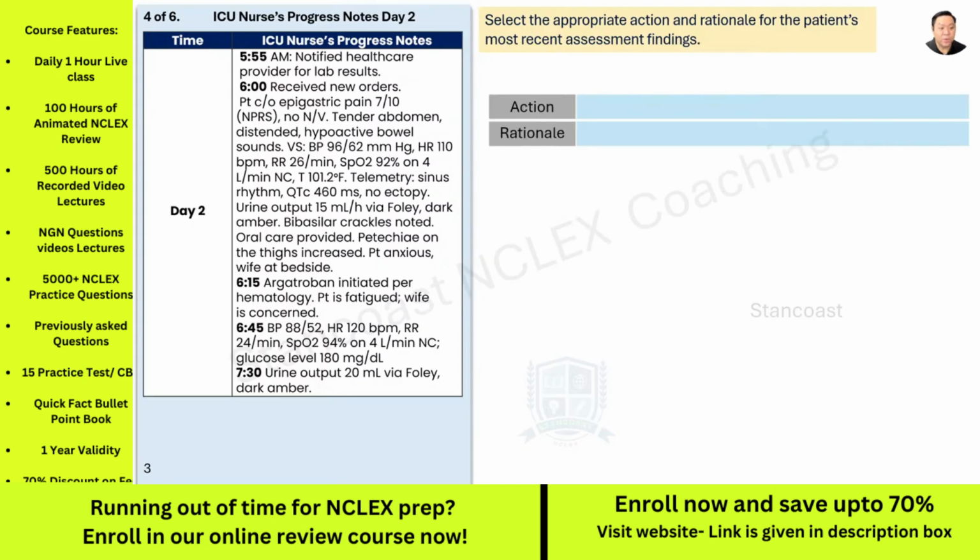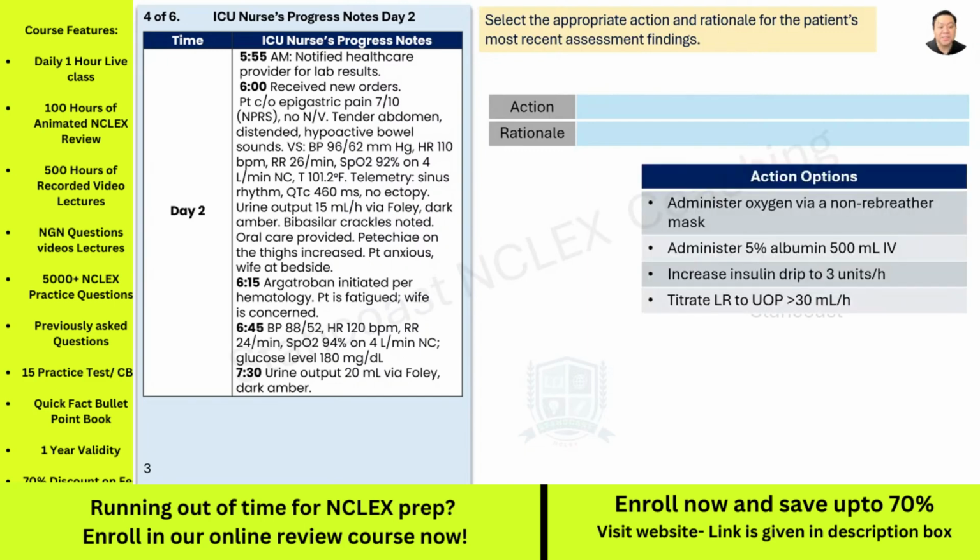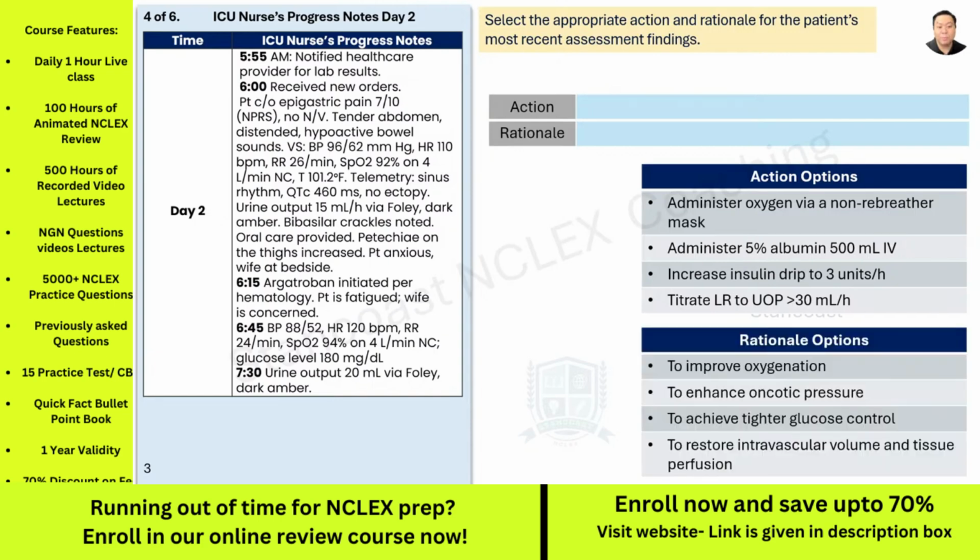So we have a spot for the action and the rationale why we are doing that action. And here are the following options for the action. It said administer oxygen via a non-rebreather mask, administer 5% albumin 500 mL IV, increase insulin drip to 3 units per hour, titrate lactated ringers to urine output greater than 30 mL per hour. Now for the rationale, we have the options to improve oxygenation, to enhance oncotic pressure, to achieve tighter glucose control, and lastly, to restore intravascular volume and tissue perfusion.